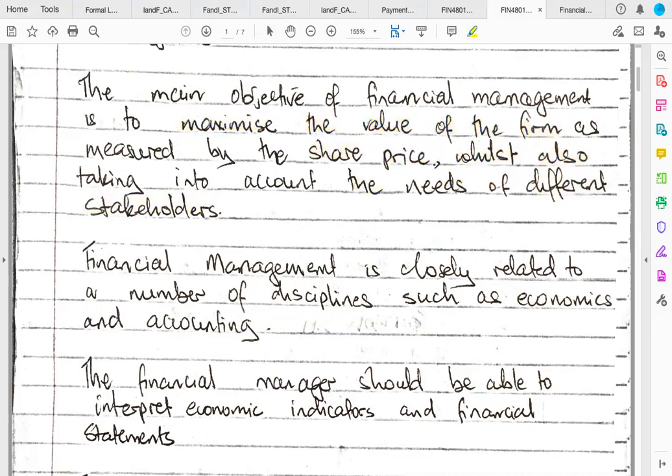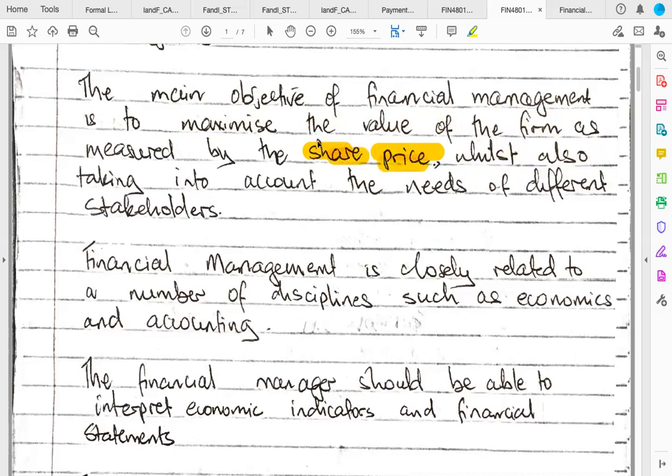And remember, a company has different stakeholders. Some examples of stakeholders are employees, customers, suppliers, the government, competitors. Those are all stakeholders. So the management of the company just shouldn't aim to increase the share price only.